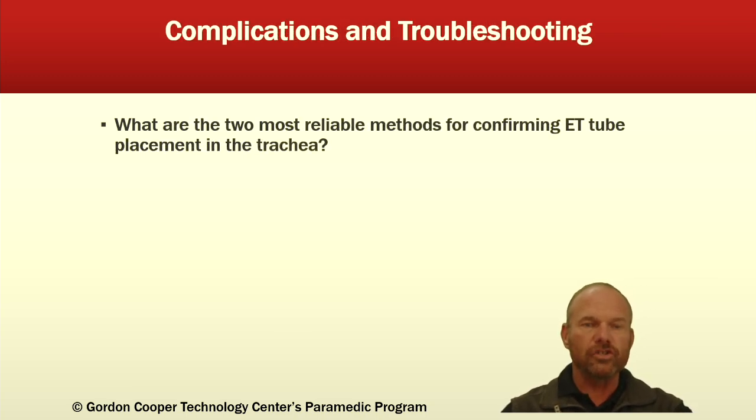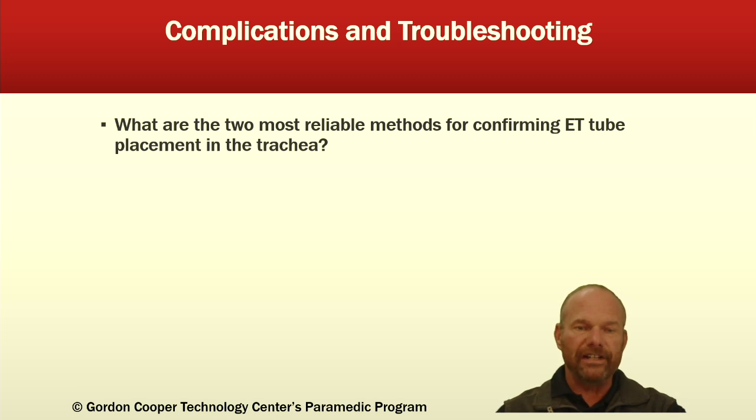Now, complications and troubleshooting. What are the two most reliable methods for confirming ET tube placement in the trachea? Pause. Continuous waveform capnography and direct visualization of the tube passing through the vocal cords. Going to be good ET tube placement.